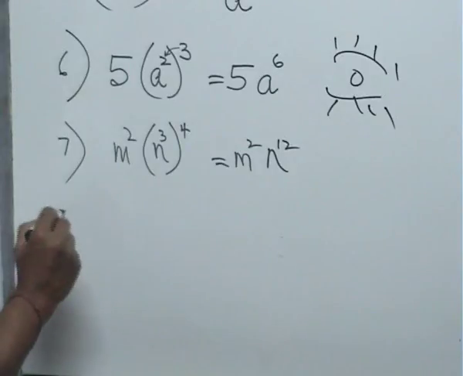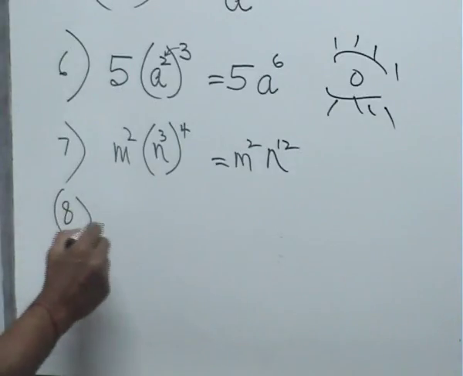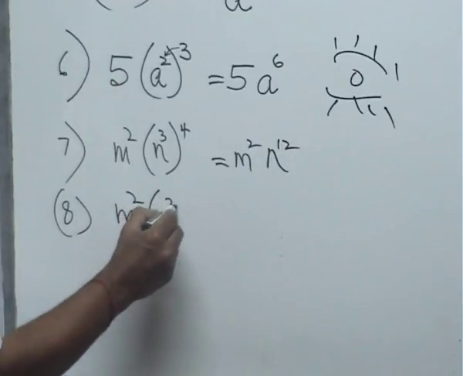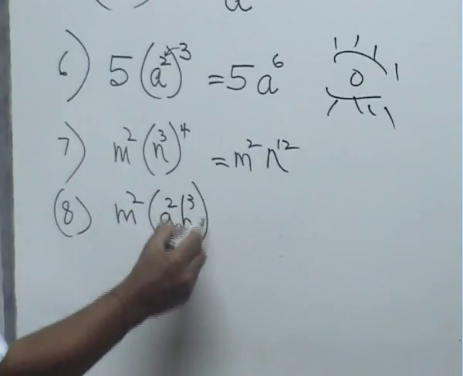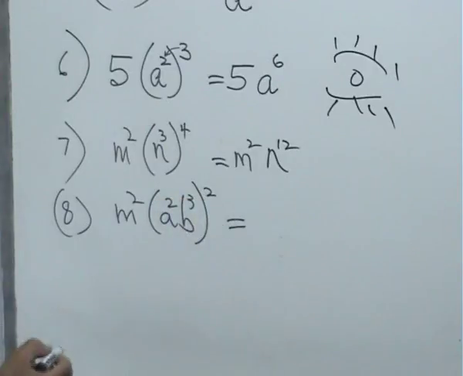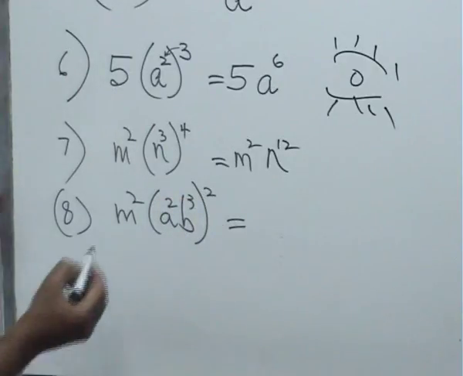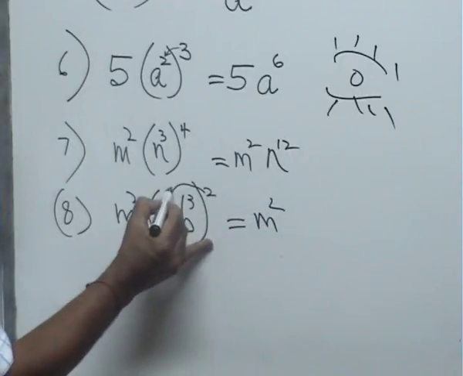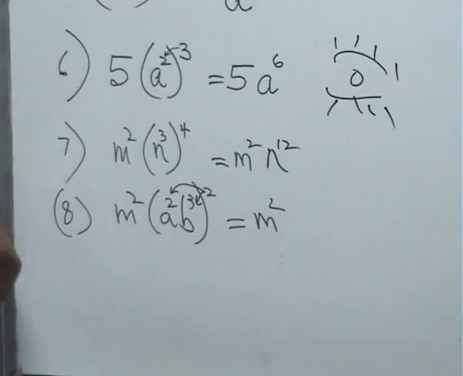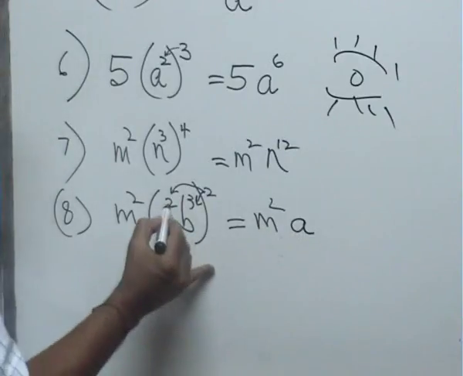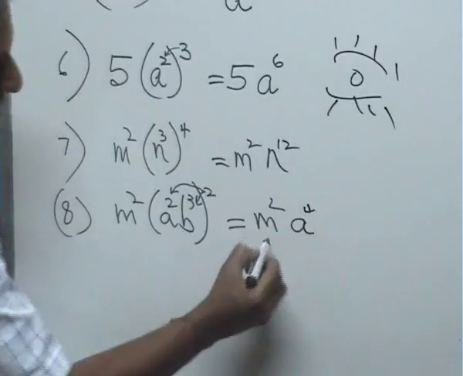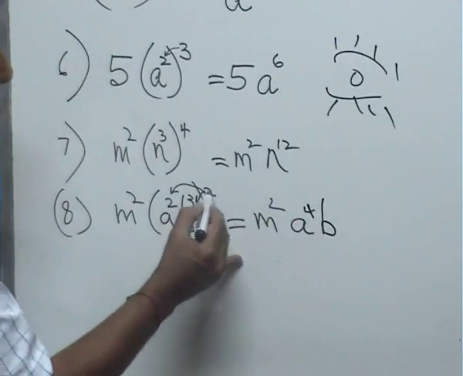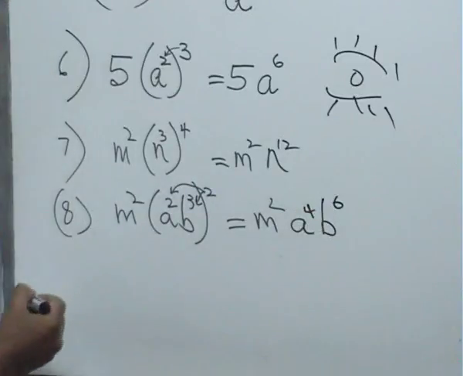Now let's do another example. m squared into a squared, b cubed, all squared. Well, now that is on its own, so that remains there. Now this 2 will go there and there. So you'll have a to the 2 times 2, 4, and b to the 3 times 2, 6.